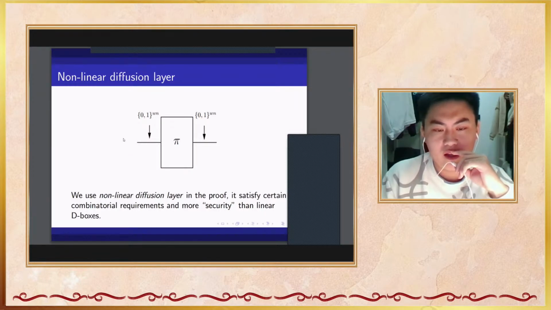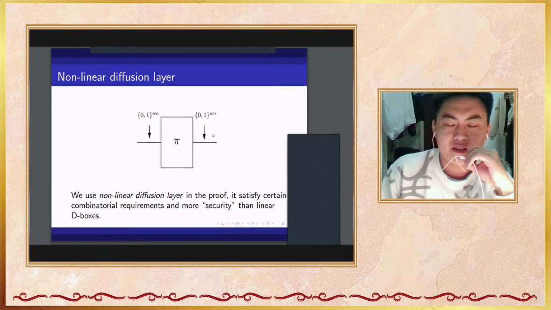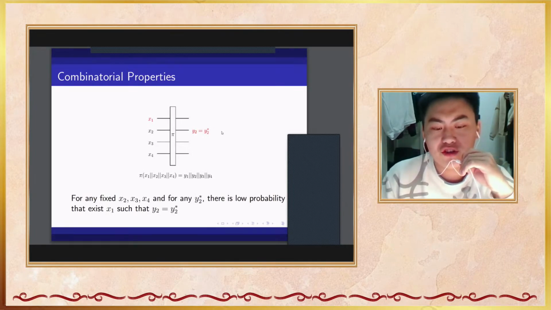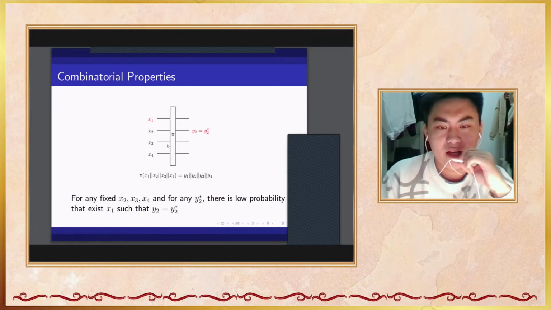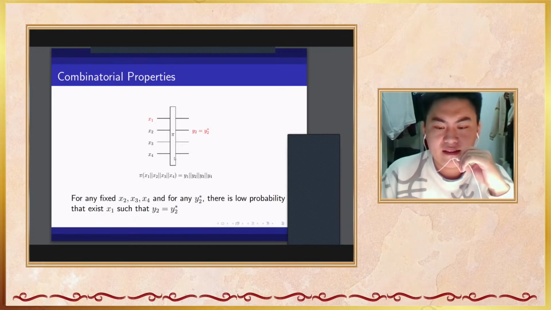Apparently, the debox input and output size is WN bits, because the nonlinear debox satisfies certain combinatorial requirements and it is more secure than the linear debox. We will introduce 2 combinatorial properties of debox to simplify the expression. We let the input of debox be x1, x2, x3, x4, which means that W is 4. We only focus on one of the inputs. For any fixed x2, x3, x4, and for any y2 star, another value in the output, there is a low probability that there exists an x1 such that y2 is equal to y2 star.